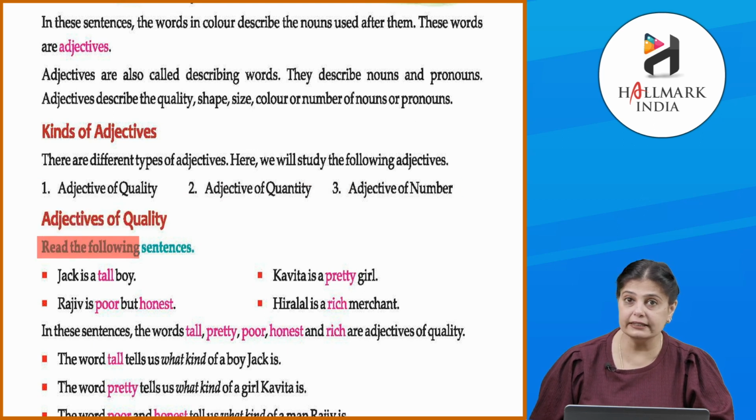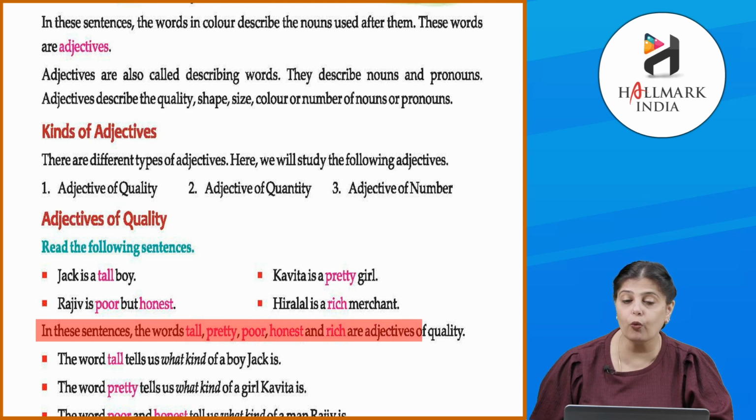Read the following sentences. Jack is a tall boy. So, Jack kaisa ladka hai? He is a tall boy. Kavita is a pretty girl. Rajiv is poor but honest. Hiralal is a rich merchant. So, in these sentences, the words tall, pretty, poor, honest and rich are adjectives of quality.